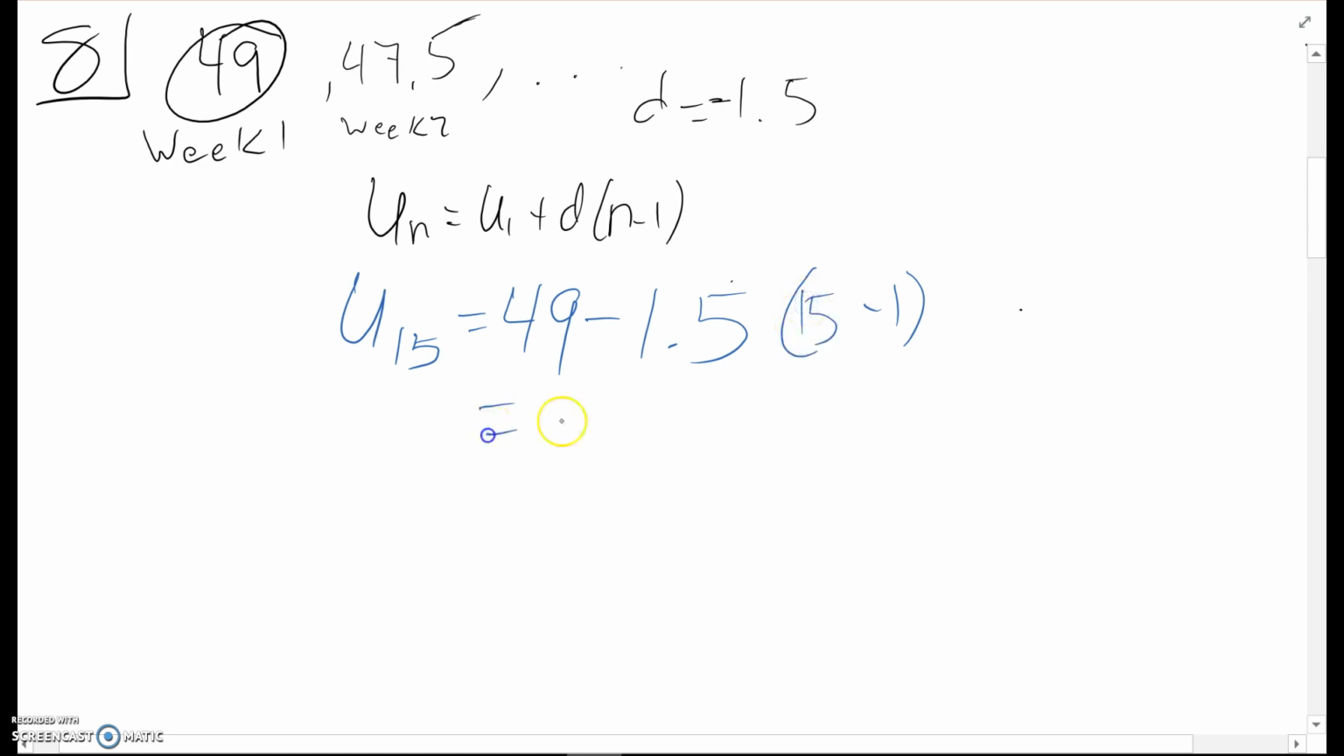Well, let's do some calculations. Remember to make sure that you don't add these things up, okay? That's a big no-no. Don't do that. You can't add up the 49 and negative 1.5 and then multiply it. I've seen people do that recently. Please don't do that. So negative 1.5 times 14, and then add that to our 49.